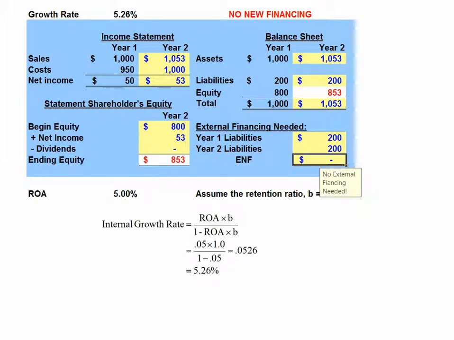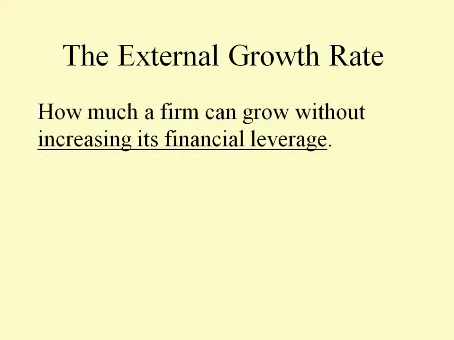But at a 5.26% growth rate or less, we will generate enough income or earnings internally to finance our increase in assets. If we want to grow faster than that 5.26% rate, we're going to need to rely on external financing. We're going to have to take on a little bit more in the way of debt. This brings us to another important concept called our external maximum sustainable growth rate. It's how much a firm can grow without increasing its financial leverage. The firm will take on additional debt, but it won't increase its debt-to-equity ratio or asset-to-equity ratio. It basically won't increase its financial leverage.